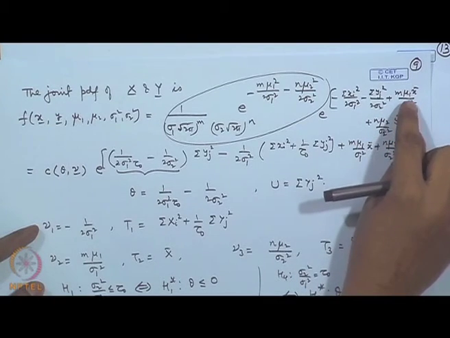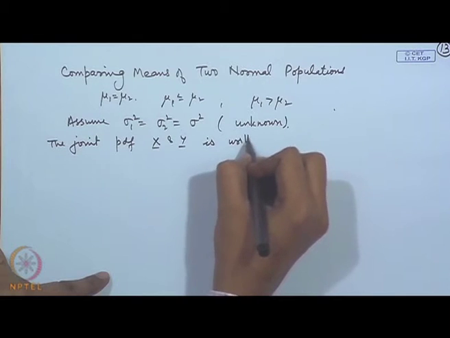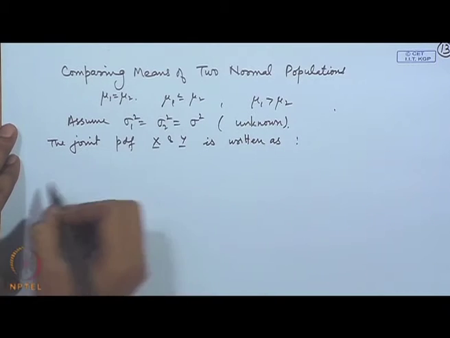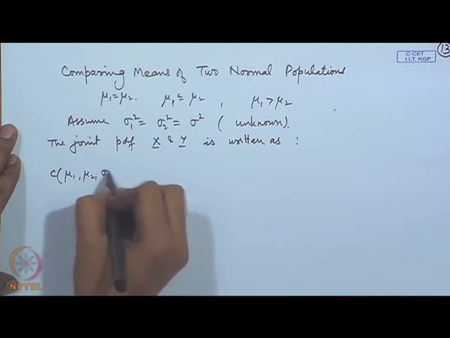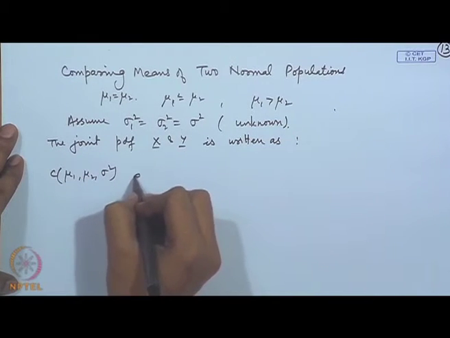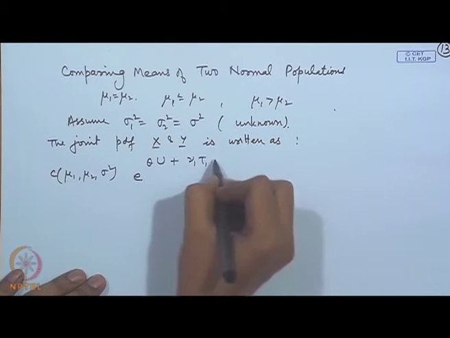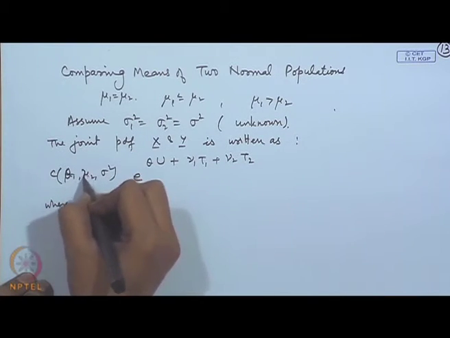Now, when they get combined and I want to get mu 1 minus mu 2 for comparison of mu 1 and mu 2, we rewrite in the following fashion. Let me give this form here. Because I am not writing the original term again and again, I have already written it several times, I am considering this a function of mu 1, mu 2 and sigma square, e to the power theta u plus nu 1 t 1 plus nu 2 t 2.